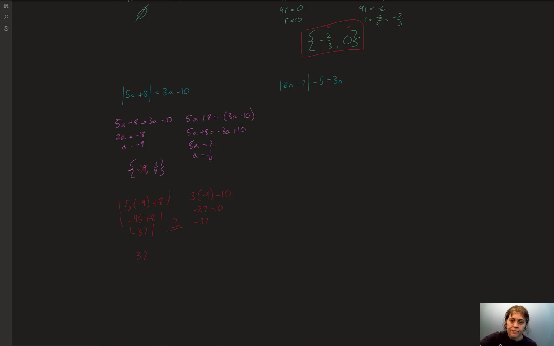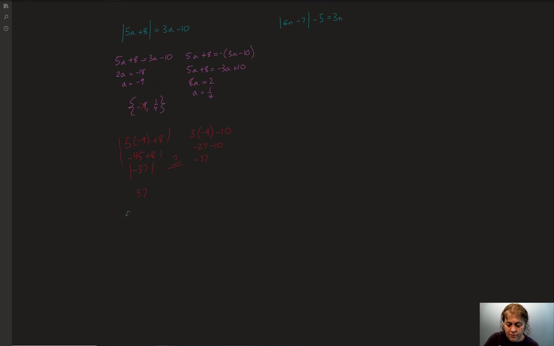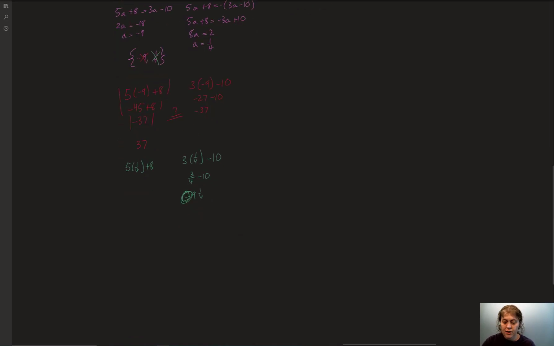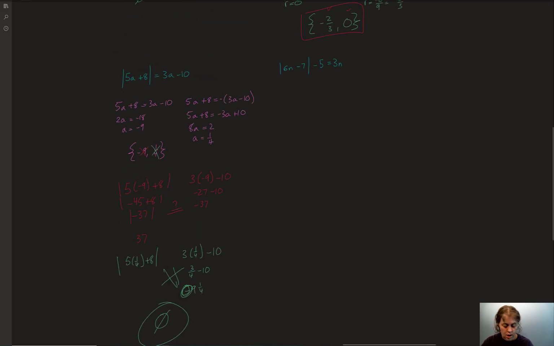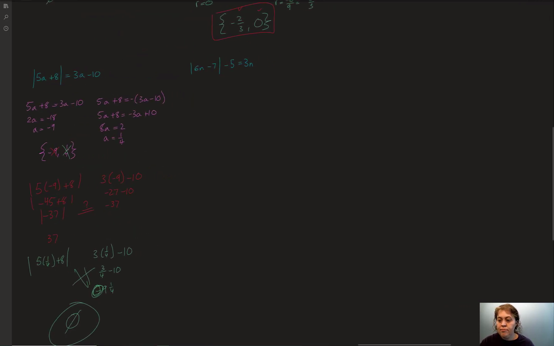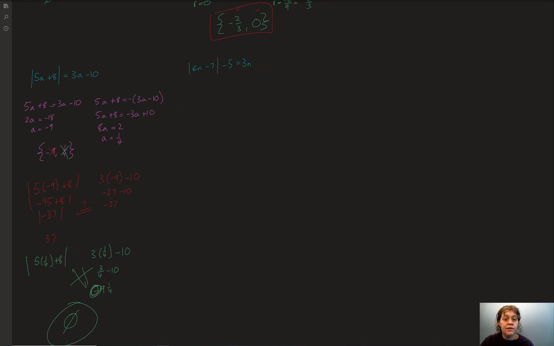Let's try 1/4. So 5 times a fourth plus 8. That looks irritating. Let's try the other one and see if we run into some kind of issue. 3/4 minus 10 is negative 9 1/4. That negative, that one doesn't work either, because an absolute value cannot equal a negative number. So this guy's actually no solution. Huh, so cool. All right, not going to finish up the last one. It does work. You do end up with a solution or two for that one.